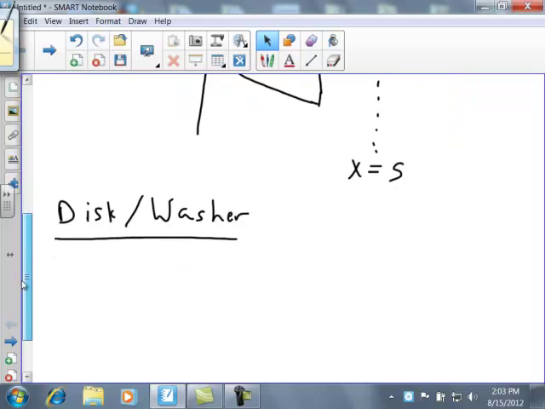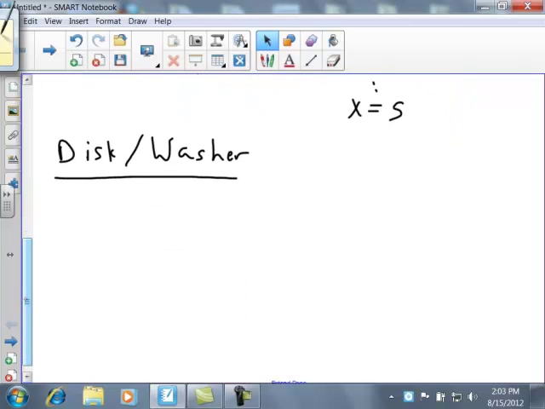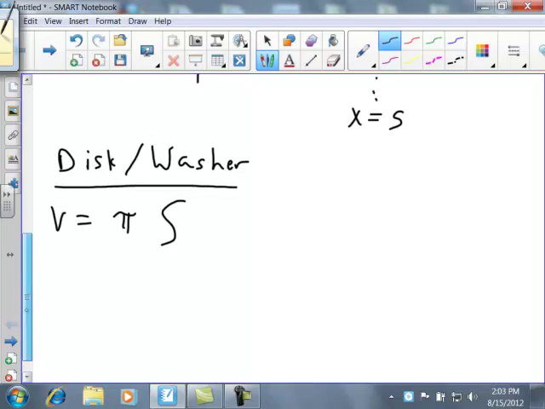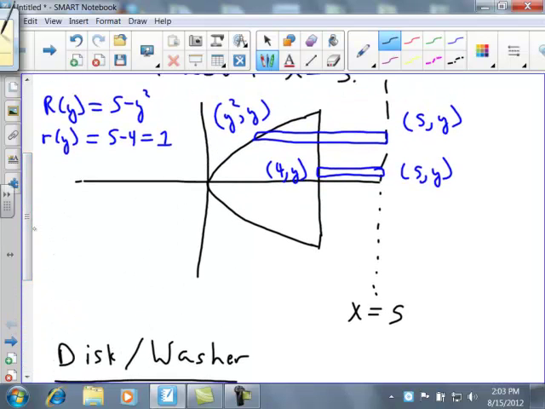So doing this with discs and washers, the volume is going to be pi times the integral. Now I need my bounds. If you come back up here, I'll put these on for you: this point here is 4 comma negative 2, and this point here is 4 comma positive 2. You can find those points of intersection very easily by looking at your equations.